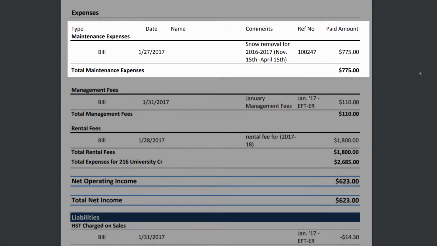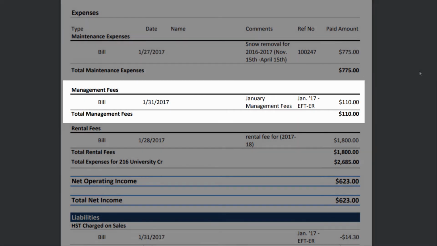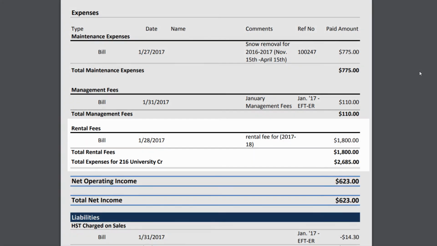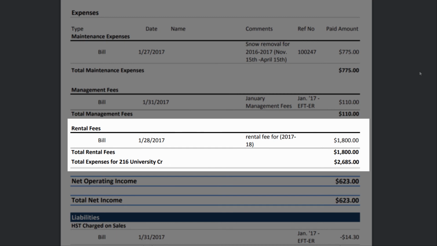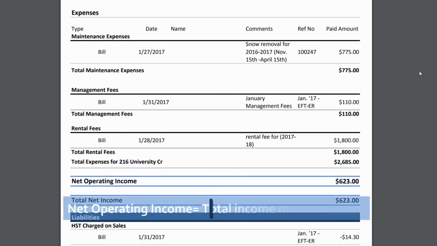Expenses. Maintenance expenses. Repairs and maintenance performed at the property during the statement period. Management fees. Total property management fees for the period. Rental fees. Our fees to rent your property. Net operating income is the total income minus expenses.